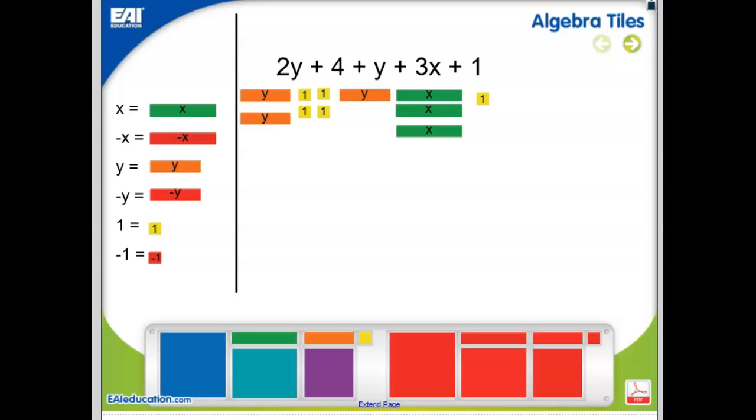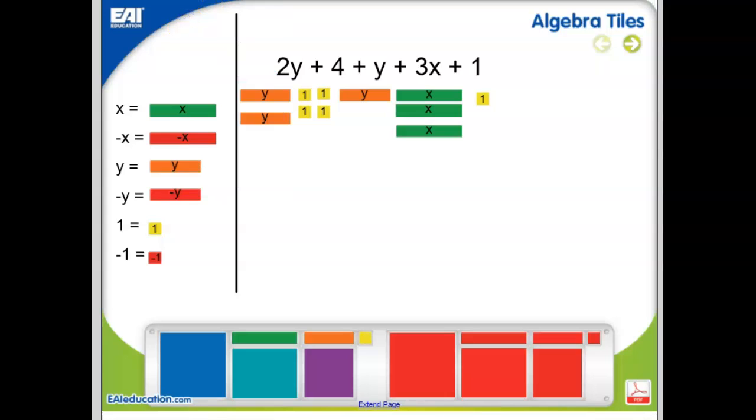I want to see what my like terms are. Well, first off, 2y, the way I would model that, by putting two of those orange bars that each represent a y. I've got 4 units, that represents my 4, another orange bar for that plus y, 3 green x bars to represent 3x, and finally at the end, I've got my plus 1 there.